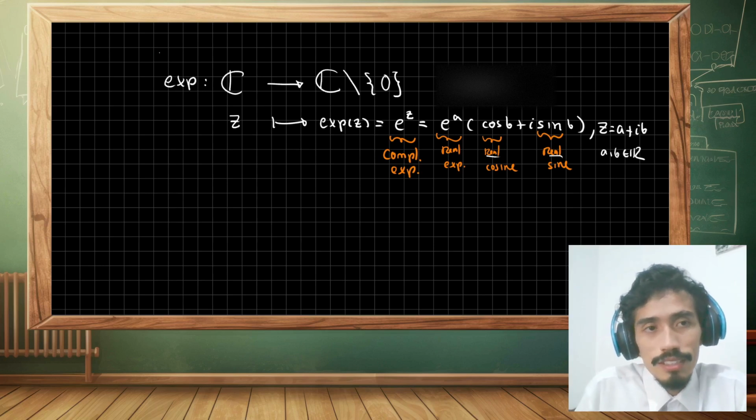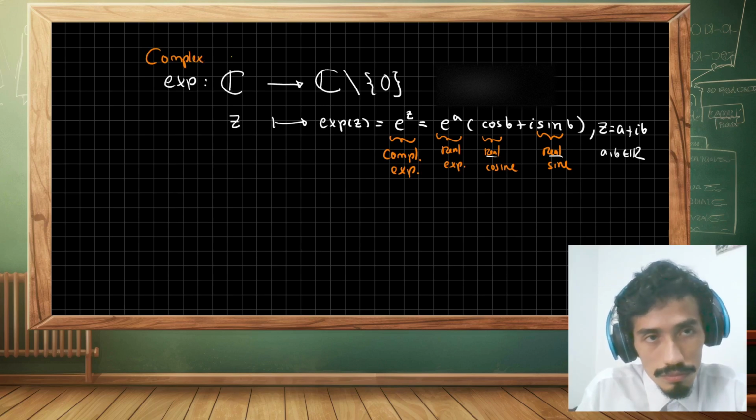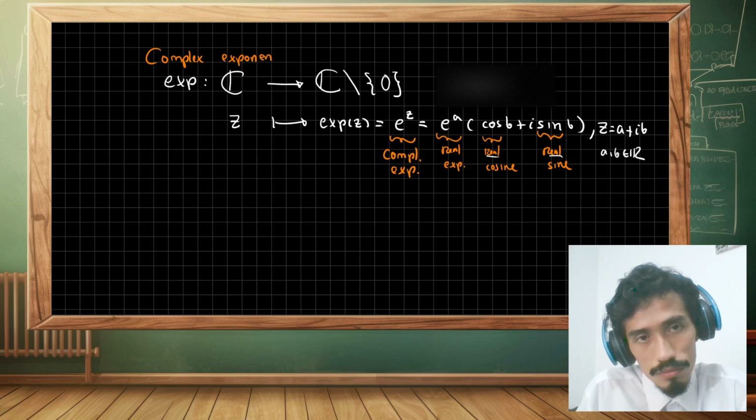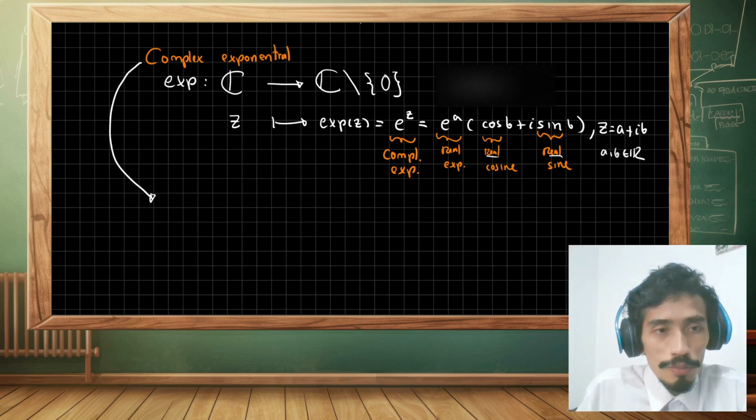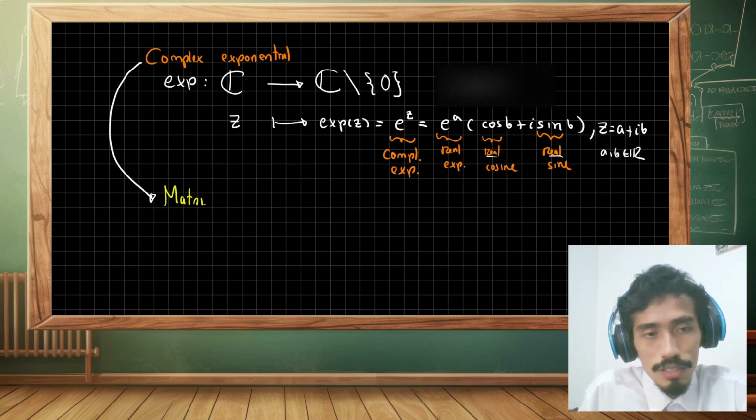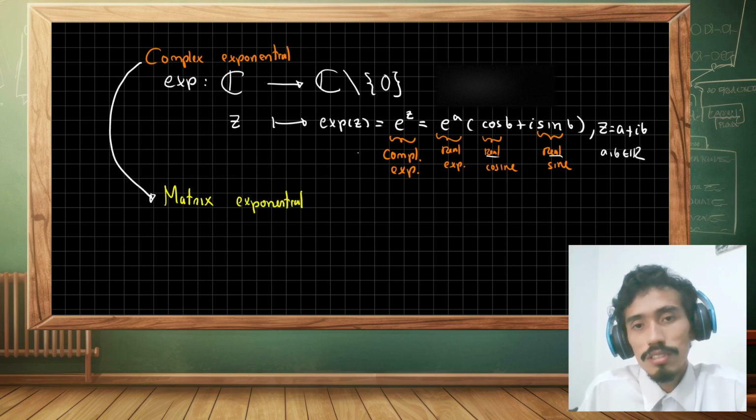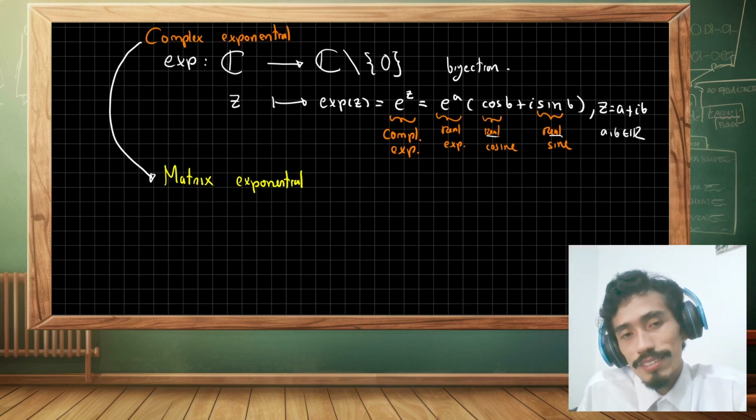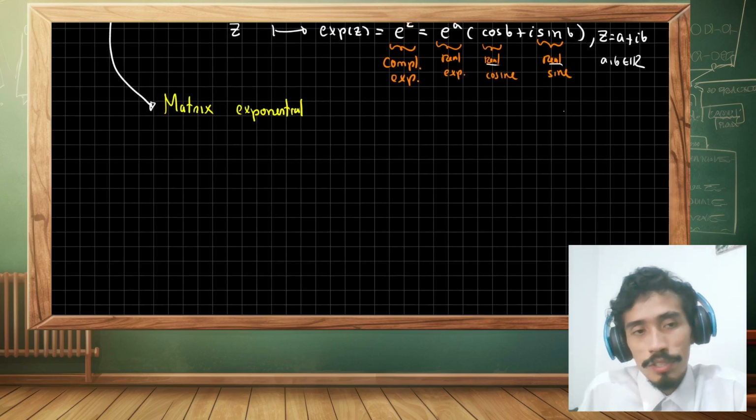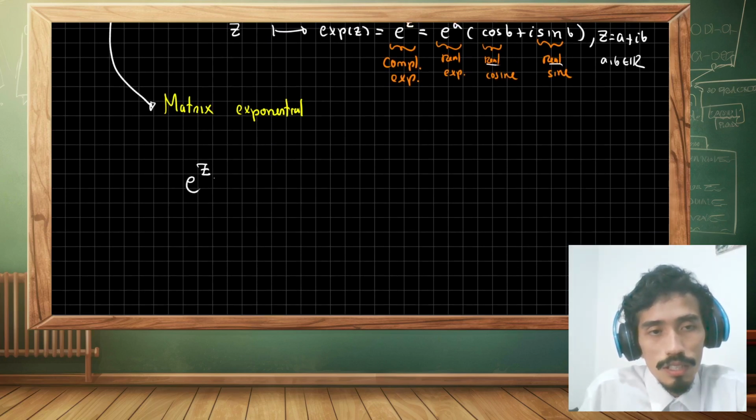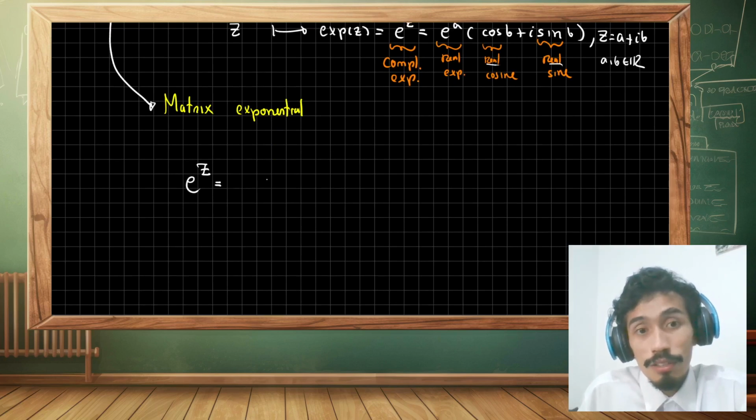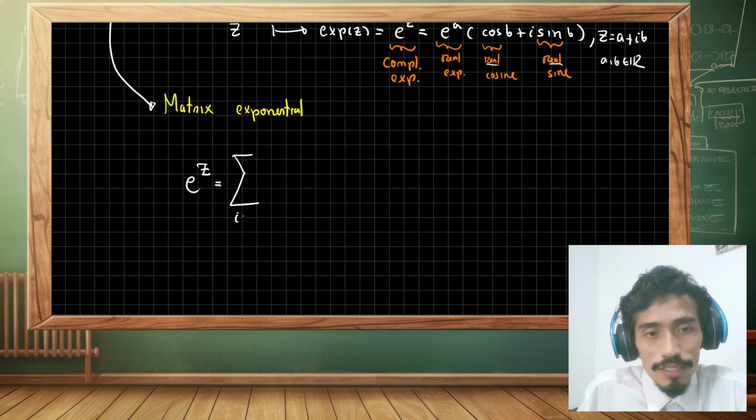So this is how the exponential function is defined. Let's say the complex exponential. So from here, this will motivate us to define the main topic of today's video, which is the matrix exponential. So how do we do this? Well, you know that the complex exponential function can be written in terms of its Taylor expansion, which goes like this.